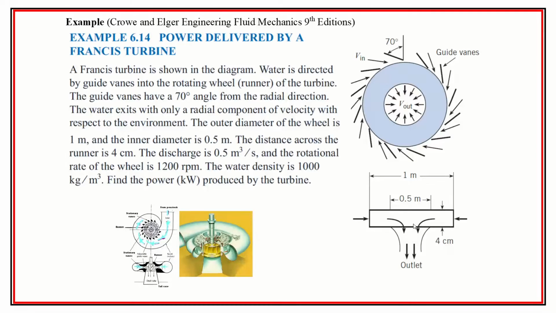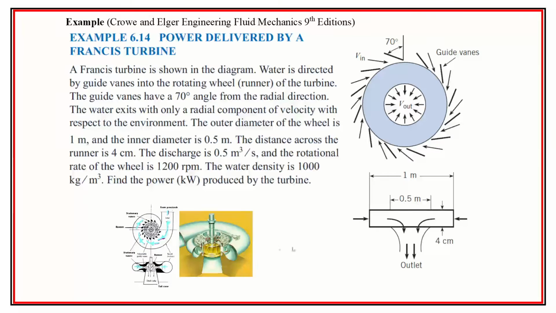The outer diameter is 1 meter, and the inner diameter is 0.5 meter. The distance across the runner, that's this guy right here, is 4 centimeters, so that's actually pretty small, right? The discharge is 0.5 cubic meter per second, and the rotational rate is 1200 RPM. The water density is 1,000 kilograms per cubic meter. And we want to find the power produced by the turbine.